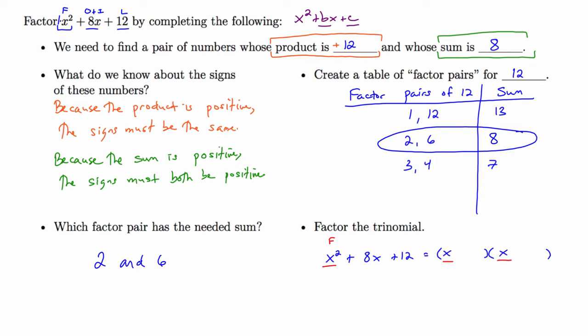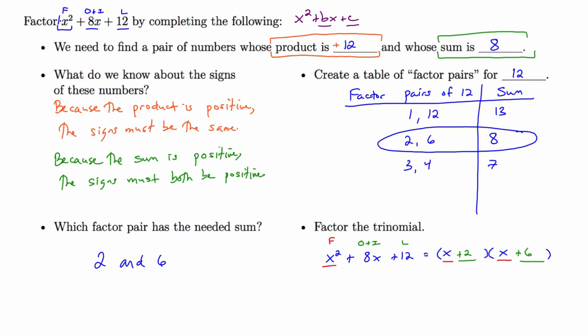Now to fill in the second part of each binomial, that's where all the other work that we've just done comes in. We needed a pair of numbers that when we did the outside and the inside, they would add to make 8, and when we multiplied the last terms, they would multiply to make 12. Well, the 2 numbers that we came up with were a positive 2 and a positive 6. So we'll write that as a plus 2 and a plus 6. So x squared plus 8x plus 12 will factor as the quantity x plus 2 times the quantity x plus 6.